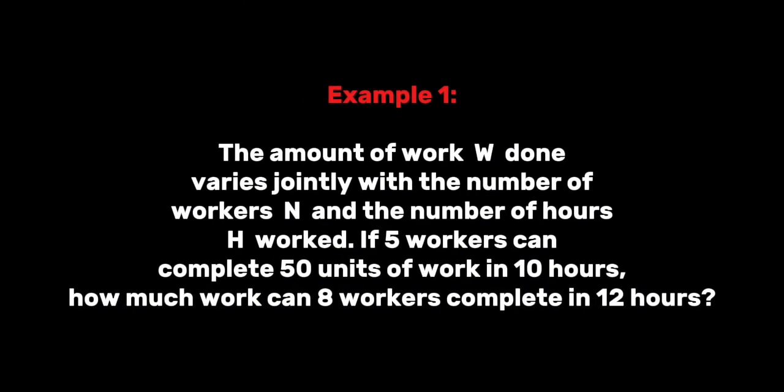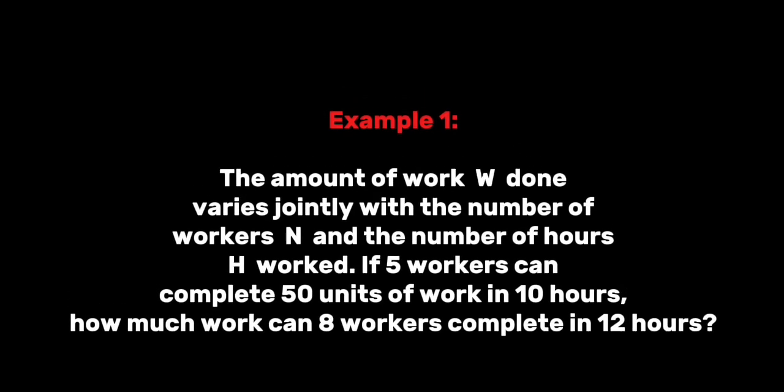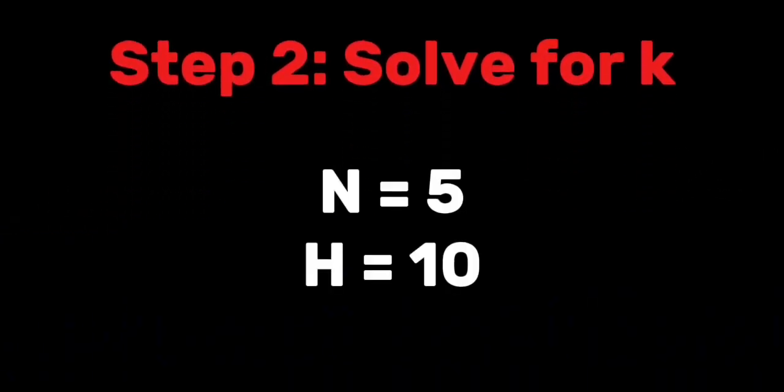Let's start with the first example. The amount of work W done varies jointly with the number of workers N and the number of hours H worked. If 5 workers can complete 50 units of work in 10 hours, how much work can 8 workers complete in 12 hours? Step 1: we write the joint variation equation, which is W is equal to K times N times H. Step 2: we solve for K using the given values.